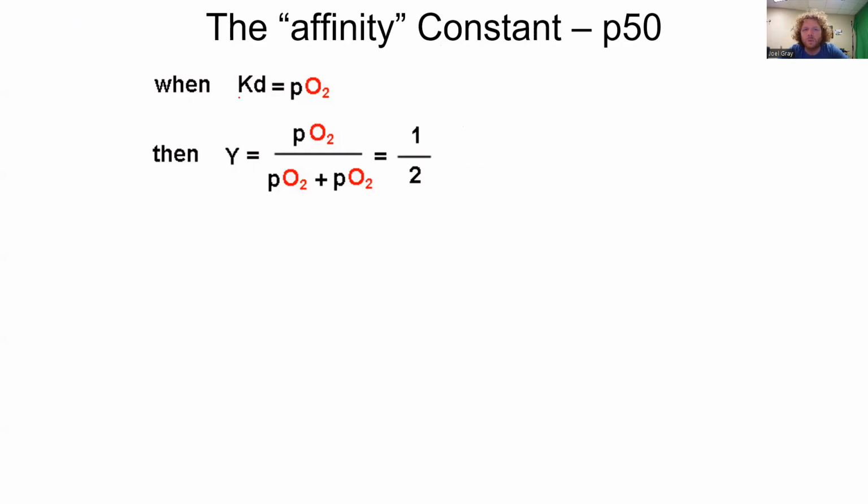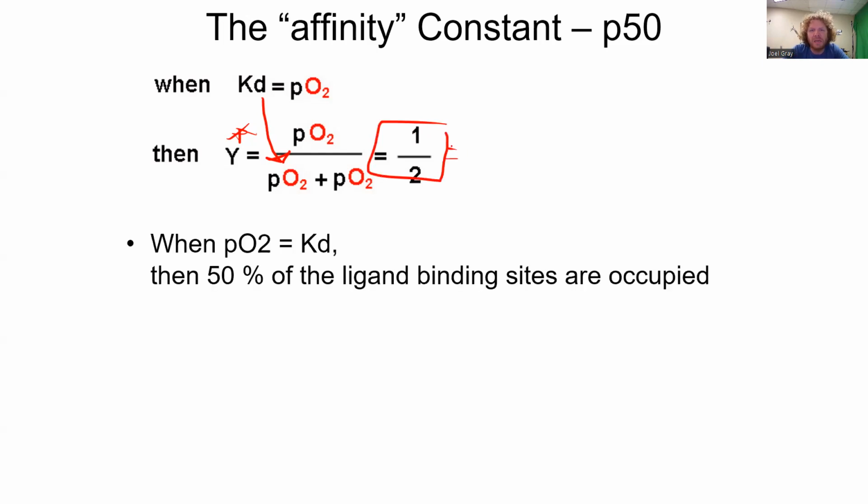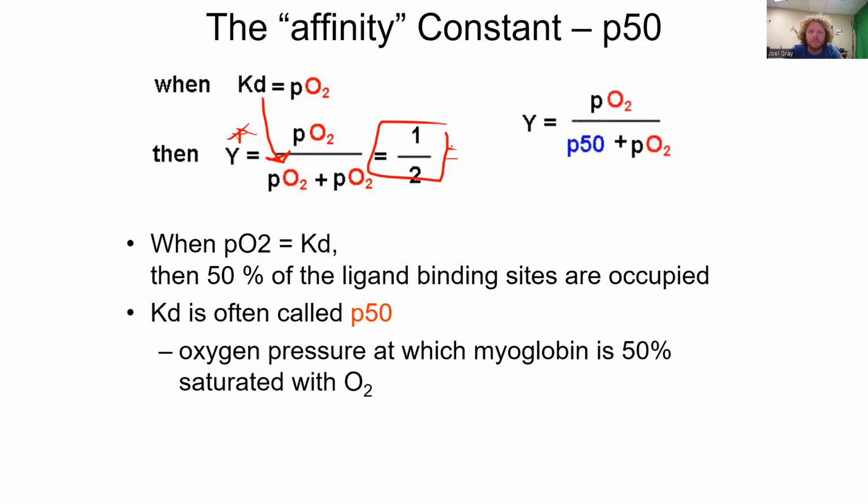Now let's jump ahead. When our KD is equal to our PO2, if you look at this equation down here, in the numerator, we've substituted out KD for PO2. So then if you look at each one of these PO2s as basically one PO2 and substitute in, that's where we arrive at this 1/2. So when Y is equal to 1/2, that's our P50. So when 50% of the binding sites are occupied, our pressure of O2 is equal to our KD. This KD is often called a P50.